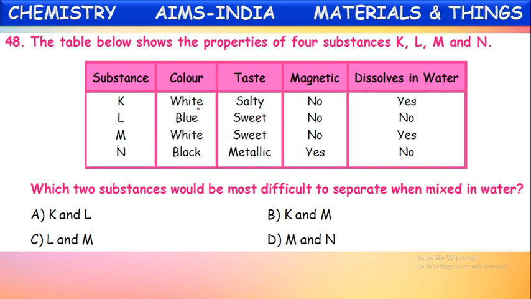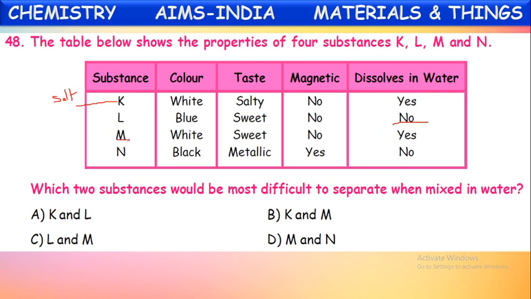K is a white substance and it is salty. So what might K be? It might be salt. Salt is soluble in water. And L is a blue substance and it is sweet. We don't know about it, and it is insoluble in water. If it is insoluble in water, it can be separated very easily with filter paper, by filtration.